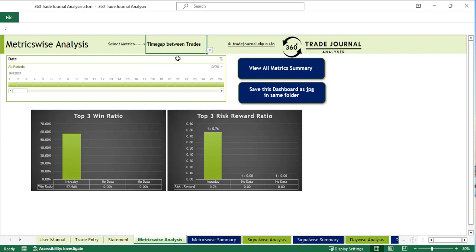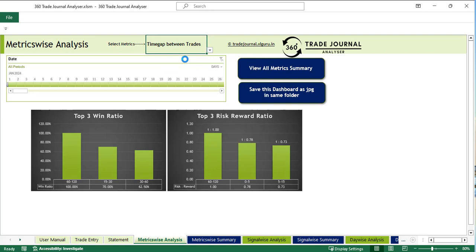Then you have the time gap between trades, how long you have waited. The longer you waited, the higher the win ratio. You see that this is actually from my actual trades of a few days. So you can see clearly, and if you analyze your data you will also find surprising results, right? Even the holding period: some signals might need you to hold for longer, and some might need you to do only quick scalping. So based on that also you can find the best win ratio and risk reward ratio.